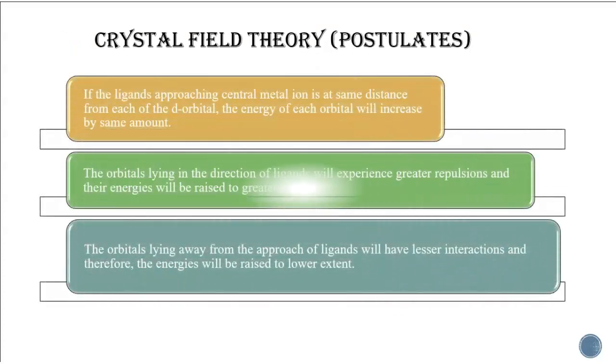Continuing with the postulates, so these are some of the important points to discuss. See, if the ligands approaching the central metal ion are at the same distance from each of the d orbitals, the energy of each orbital will increase by the same amount. What they mean, कि अगर जैसे आप अपना ऑक्टाहेड्रल का ही एग्जांपल ले लीजिए, कहने का मतलब क्या है कि अगर आपके अप्रोचिंग सेंट्रल मेटल आयन जो है जो लिगेंड के से इक्वल डिस्टेंस पे है, तो आपके जो 5 d orbitals हैं उनकी एनर्जी इंक्रीज करेगी सेम अमाउंट से.